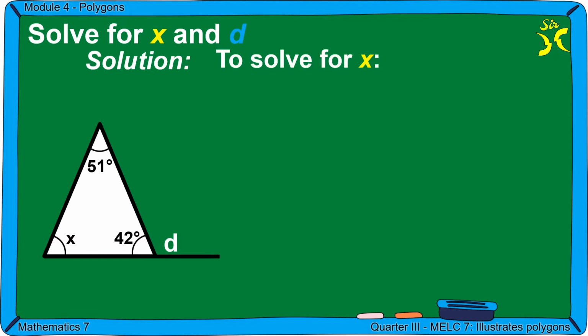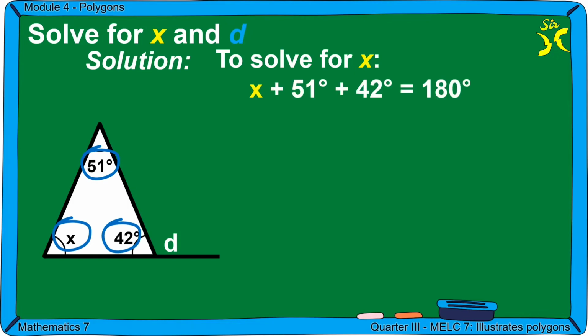To solve for x, we're going to use the angle sum theorem, wherein the sum of the measures of all interior angles of a triangle is equal to 180 degrees. Therefore, x plus 51 degrees plus 42 degrees is equal to 180 degrees. Got it? Excellent. Now let's continue.